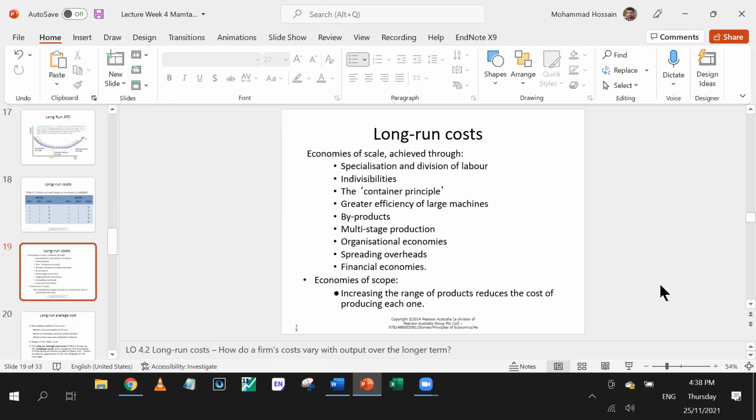All right, so how do we actually gain our economies of scale? We gain our economies of scale in various ways. First one is specialization and division of labor. Specialization means that when the same person works on the same project for a long time, they become expert. Their expertise in the production will increase.